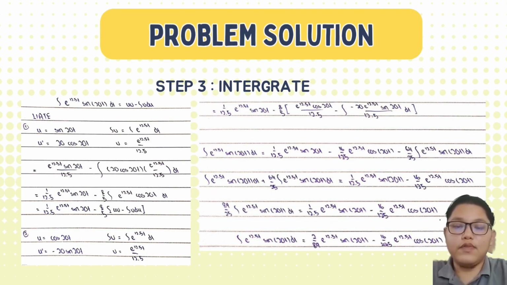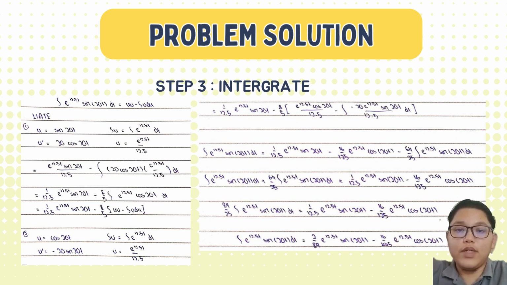Next, we can find the answer for the integral of e^(12.5t) times sin 20t dt by using the IBP formula, which in the end we will get e^(12.5t) sin 20t minus the integral of 20 cos 20t e^(12.5t). From there, we can simplify it, and we get e^(12.5t) over 12.5 sin 20t minus 8 over 5 times the integral of e^(12.5t) cos 20t.